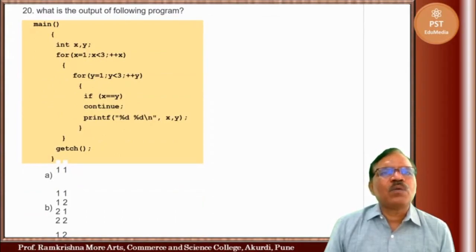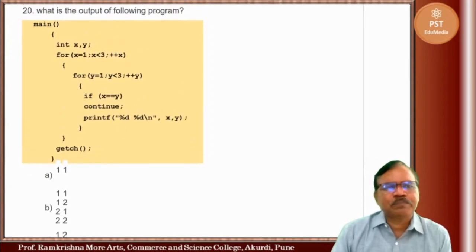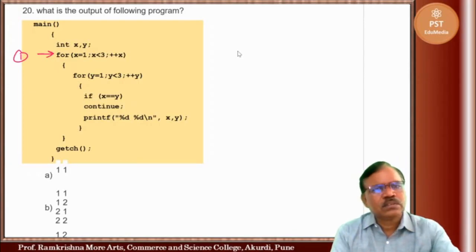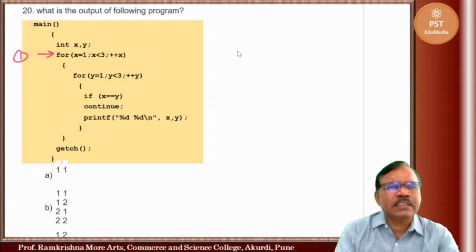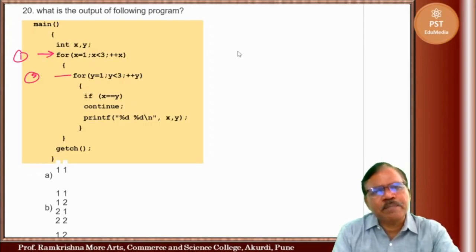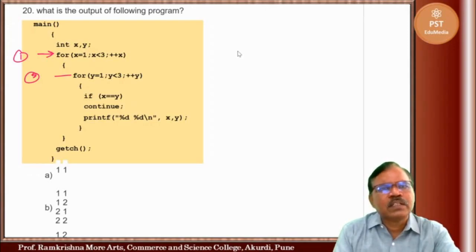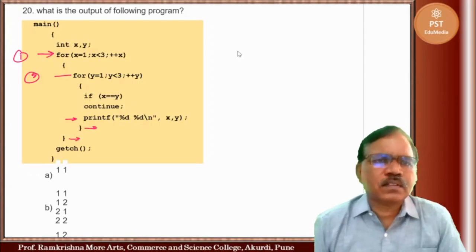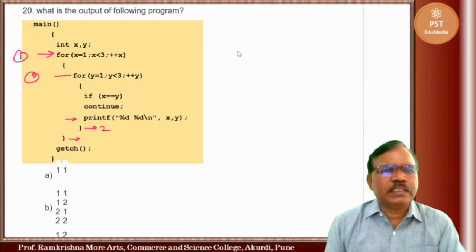Now next one. What is the output of the following program? Int x, y. This is the first for loop, it goes from x equal to 1 to x less than 3 plus x. Then this is the second for loop. In the second for loop we have if x equal y, continue, else print this one. Here the second for loop is ended, here the first for loop is ended, and here the main function is ended.